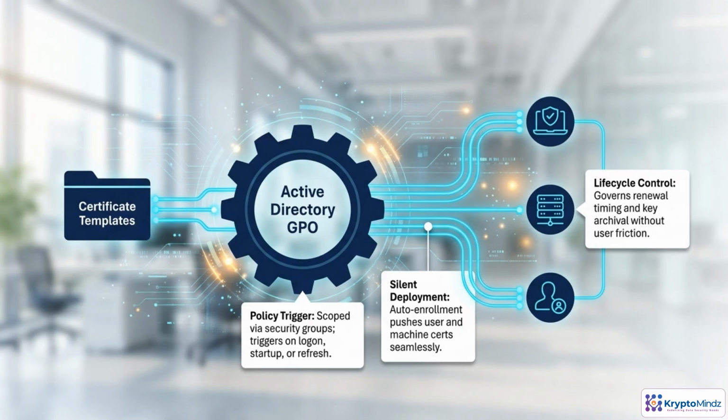Auto-enrollment really lives inside group policy. You design certificate templates, but GPO controls who actually gets them and when. You scope the policy to security groups or OUs, and the client processes it at logon, startup, or during a policy refresh. That evaluation triggers certificate requests and renewals. From the user's perspective, everything is silent. Keys are generated, certs are enrolled, and stores are updated with no prompts. Because it's policy-driven, you also gain lifecycle control. Predictable renewals, key archival, and cleanup, all enforced centrally.